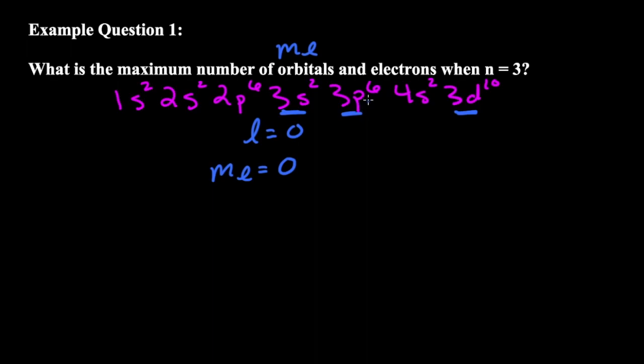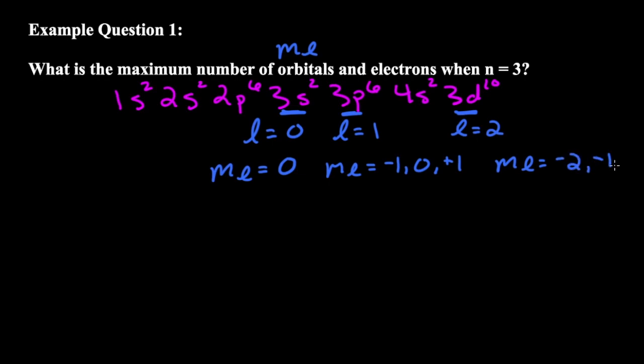And now we'll move on to this p right in here. That's going to be L equal to 1. And when L is equal to 1, the m sub l is going to be negative L to positive L. So that's going to be negative 1, 0, and then plus 1. And now move on to this d over here. That's going to be an L equal to 2. And so the m sub l for that is going to be negative 2, negative 1, and then we have 0, then we have plus 1, and then we have plus 2.